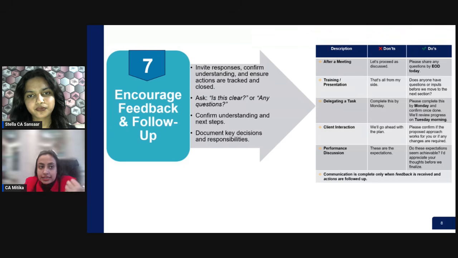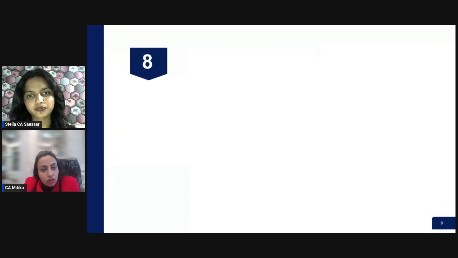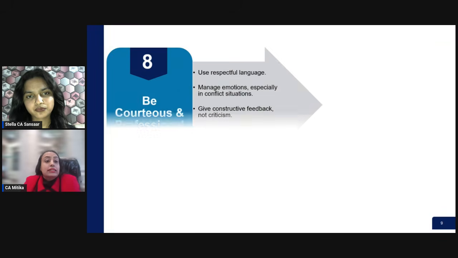So what is the key takeaway from rule number 7? Communication is complete only when feedback is received and actions are followed up. Two things: feedback and action. I'll repeat, communication is complete only when feedback is received and actions are followed up. Let's come to rule number 8.